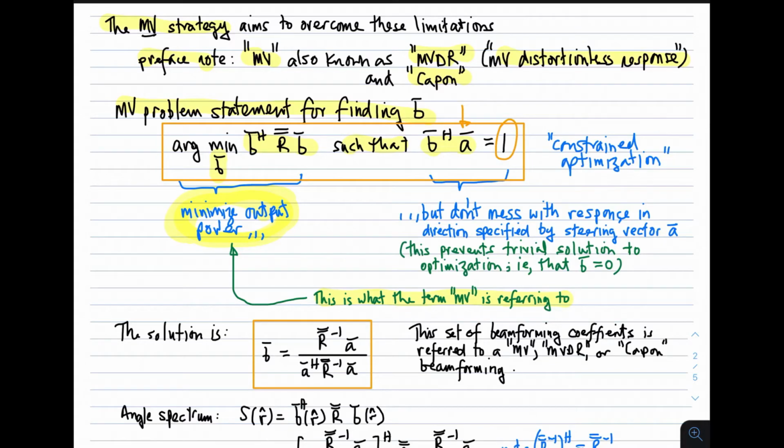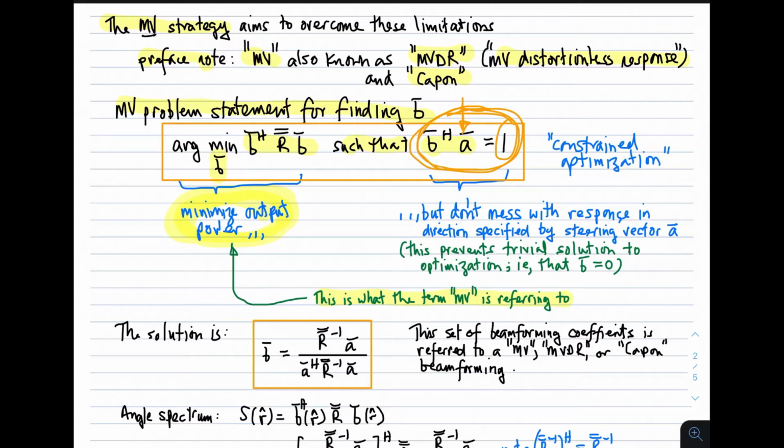But we can't just do that, because if that was the whole problem statement, the answer would be simply to set B, the beamforming vector, equal to 0, because that would set the power output to 0. So to keep that from happening, we introduce a constraint. And this constraint is with respect to a particular direction. And so this will keep the processing from simply turning coefficients off, because if it turns coefficients off, it won't be able to satisfy this constraint.